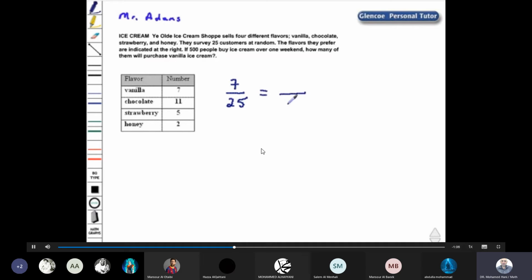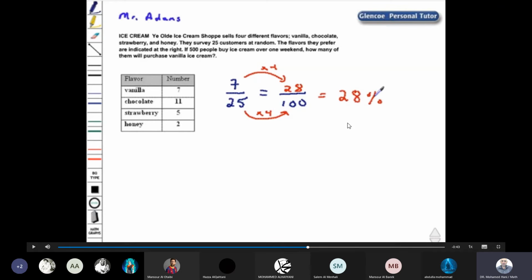Continue. That by percent choice out of 100. So I can go 25 times what equals 100? Well, 25 times 4. So I can do the same thing with my 7. 7 times 4 gives me 28. So 28% chose vanilla ice cream in our sample.